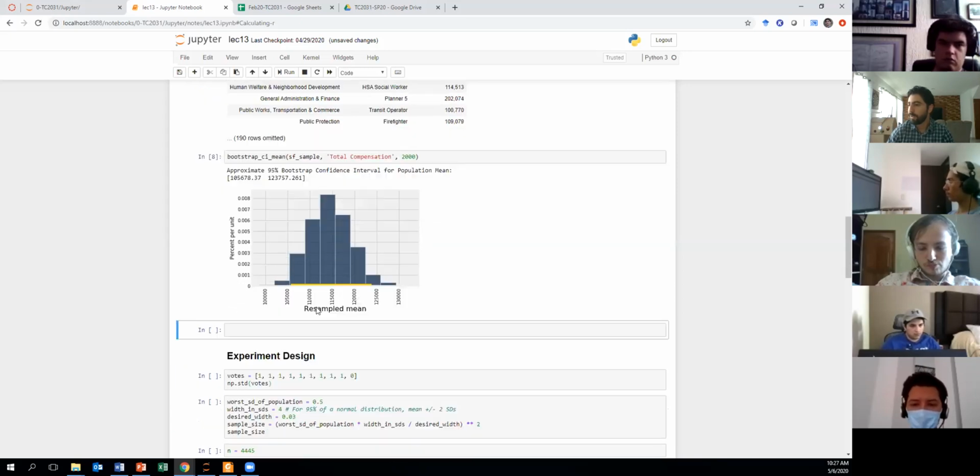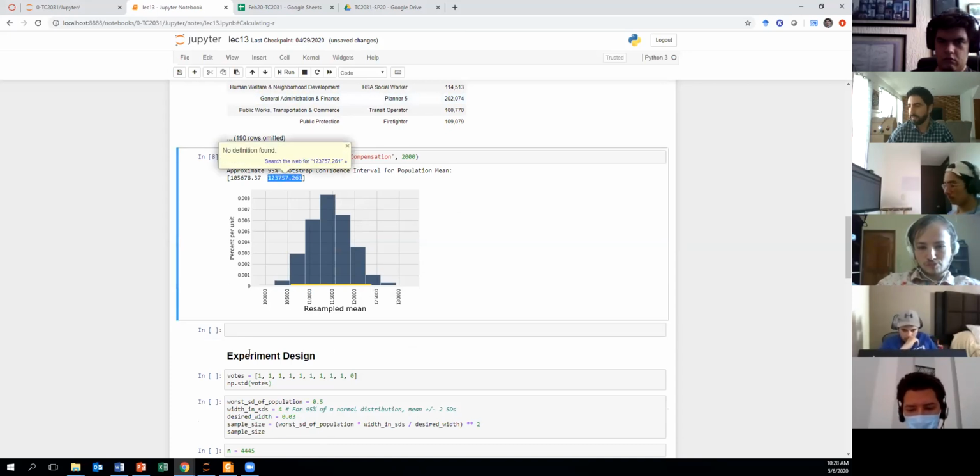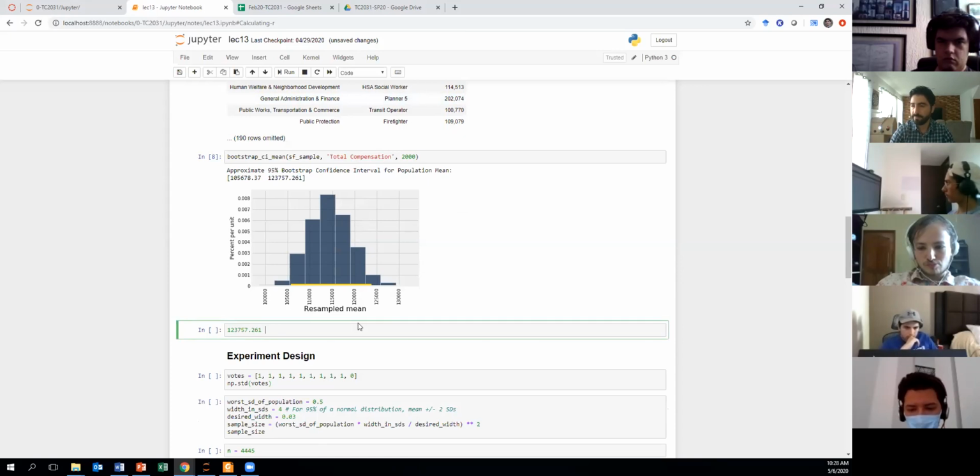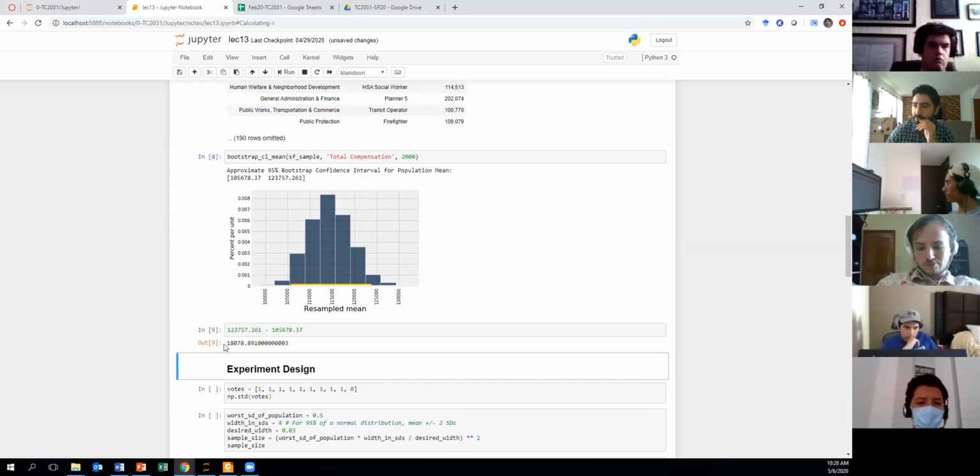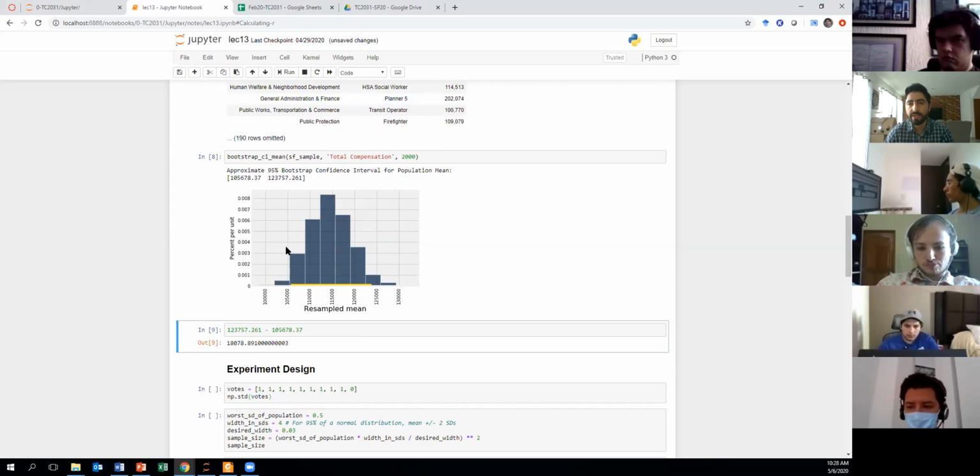So this is what we got, okay? I get the 200 samples. This is my 95% confidence interval. And let's see what the width of the confidence interval is. If we subtract these two numbers, this is the width I get: 18,078. This is totally different from that 10,000 that I was aiming at the beginning.